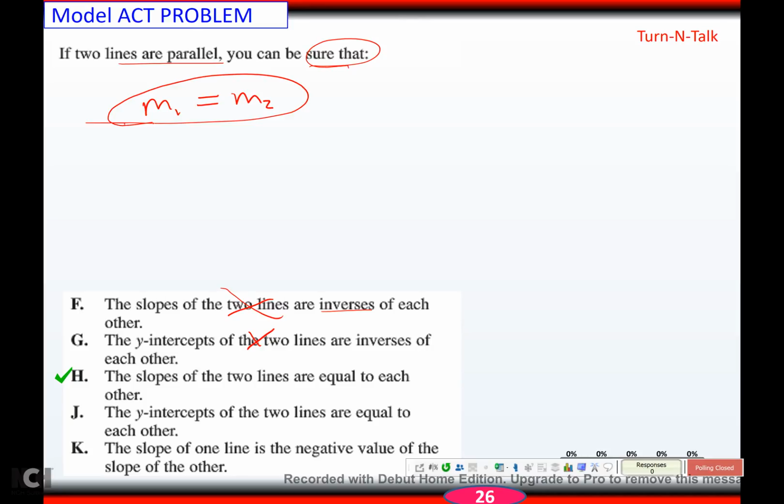J says the y-intercepts of the two lines are equal to each other. Again, possible, but not for sure. Could be, but not always. K, the slope of one line is the negative value of the slope of the other. Again, that's half of being perpendicular. If you have changed the signs and inverse, then you would have perpendicular slopes to each other.